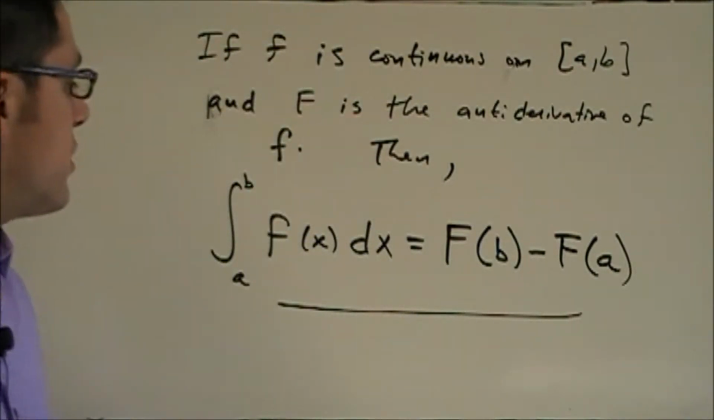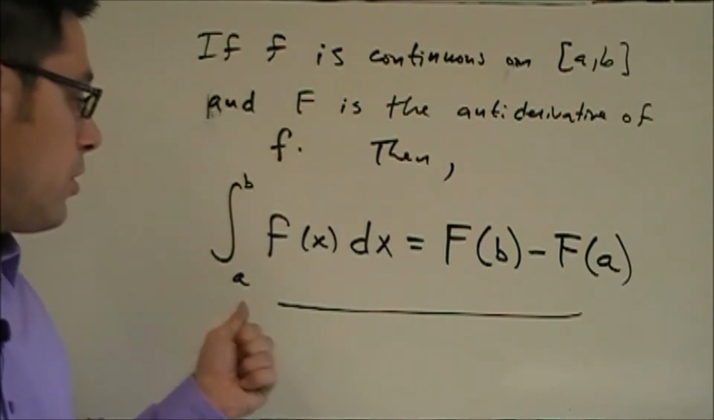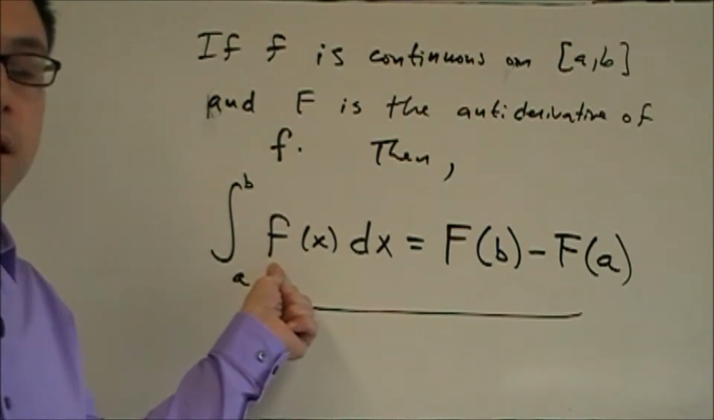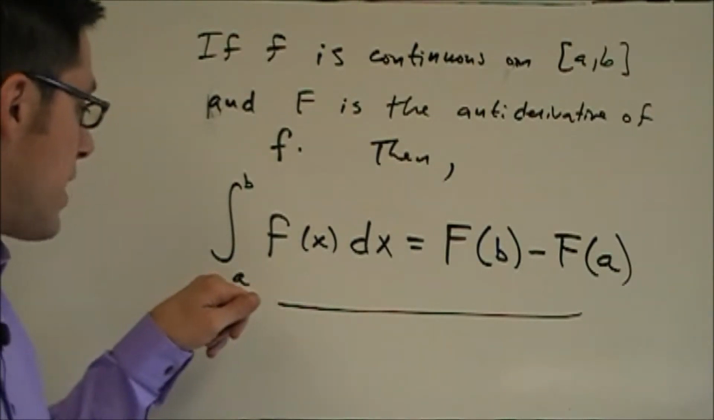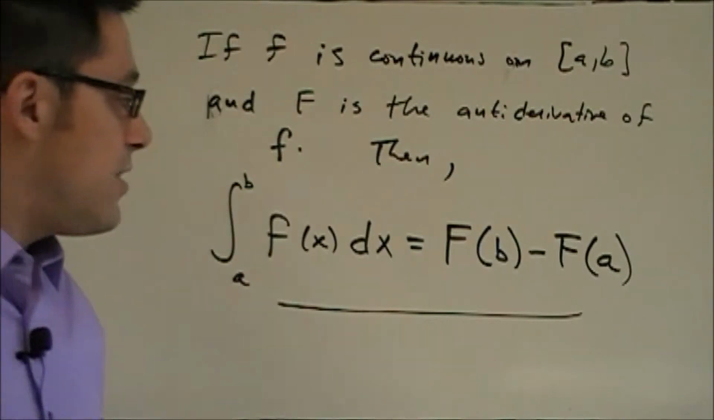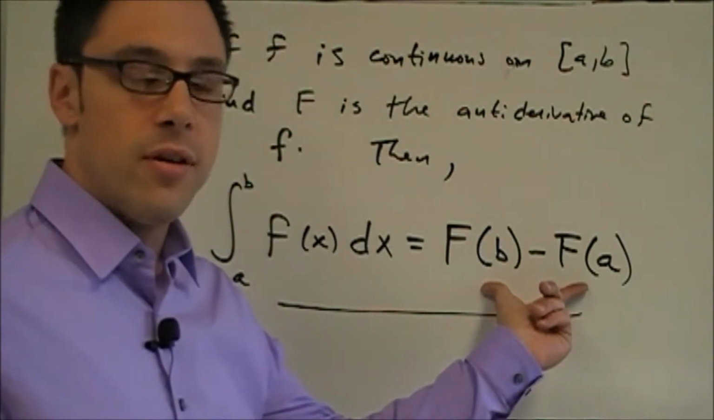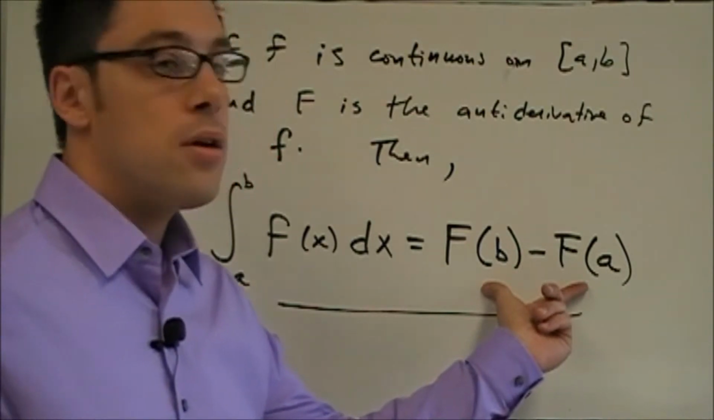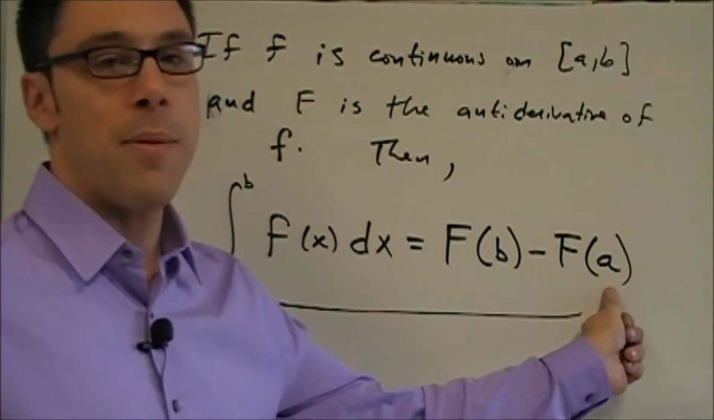And again, what it says is, if I want to compute the definite integral of my function f, in other words, I want to know the area underneath the curve f between points a and b, it's exactly equal to the difference in the antiderivative at the values b and a. Okay, so it's capital F at b minus capital F at a.